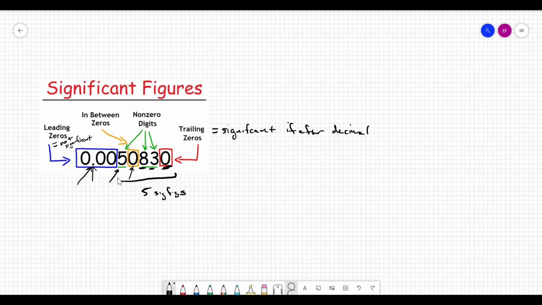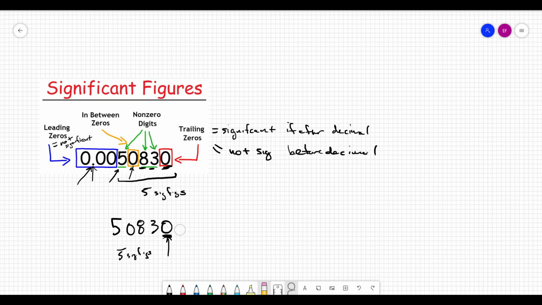If, in an example, we just had the value of 50830, in this case, the trailing zero is not significant, because it is before the decimal. And in that case, this digit here is ambiguous. We don't really know, is that truly a measured value or is that a rounded value? If we were to put a decimal here, now we have an in-between zero in which this becomes significant again. So this example would be 5 sig figs as written.